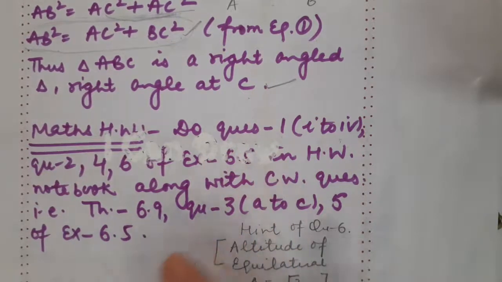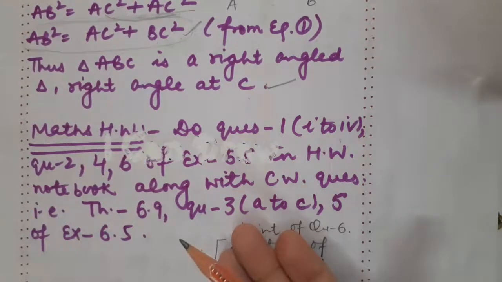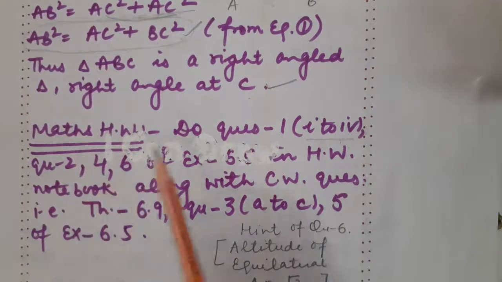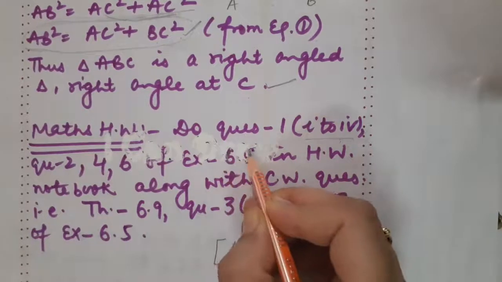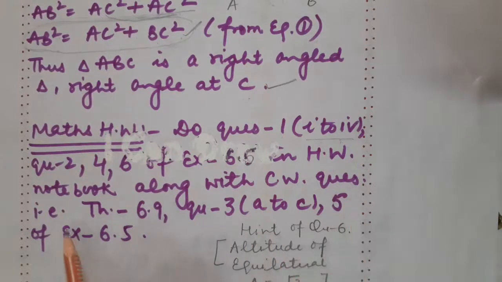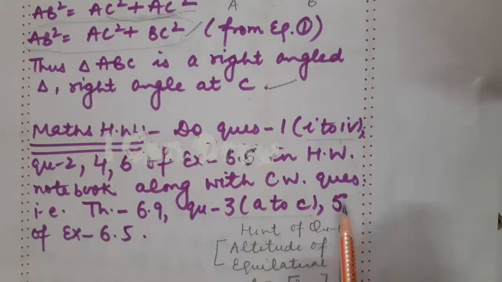You have to just find out the squares of all the 3 sides, and check whether the square of the biggest side is equal to the sum of the squares of the other 2 sides or not. If it is, then definitely it is going to form a right angled triangle, otherwise not. So quite simple questions. Question number 2, question number 4 and question number 6 of exercise 6.5. In the homework notebook, along with classwork questions, whatever classwork question, that was theorem 6.9 which is the converse of Pythagoras theorem, and I have taken question number 3, all 3 parts, and question number 5 of exercise 6.5.